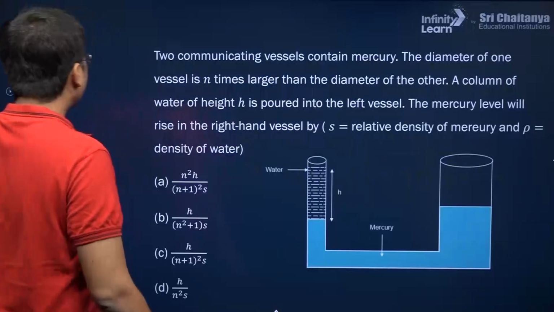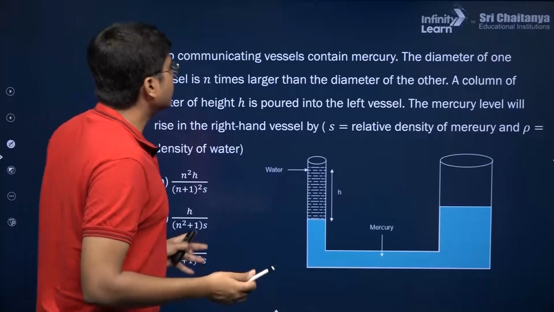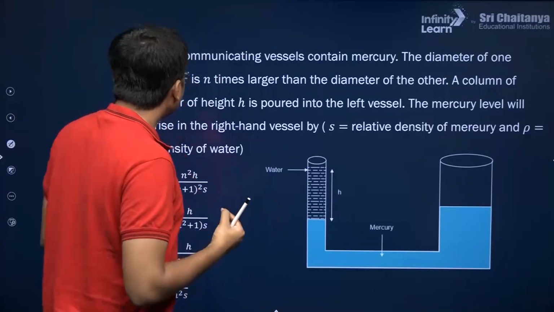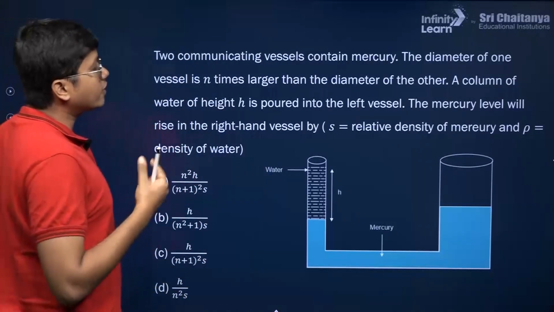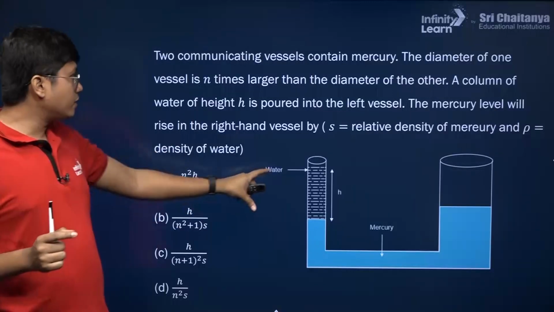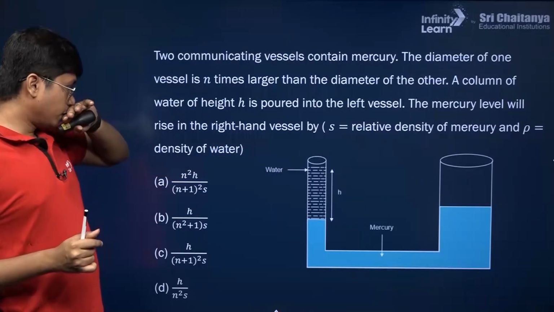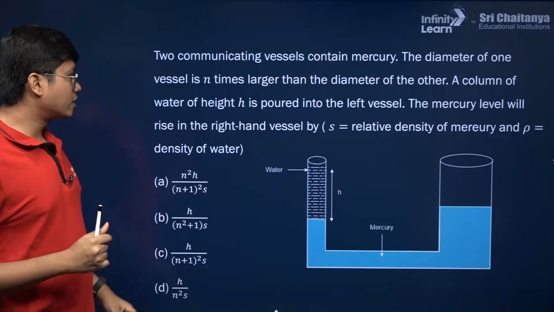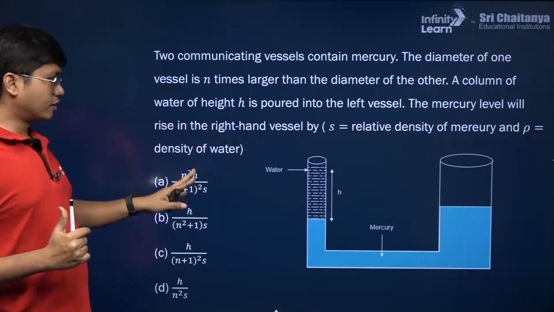Okay. Next question, it says 2 communicating vessels contain mercury. The diameter of one vessel is n times larger than the diameter of the other. Column of water of height h is poured into the left vessel. The mercury level will rise in the right hand vessel by a certain relation.